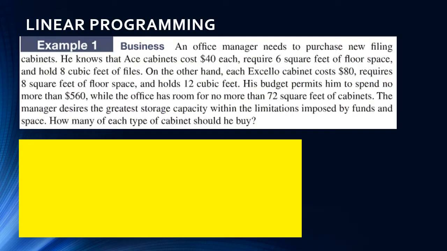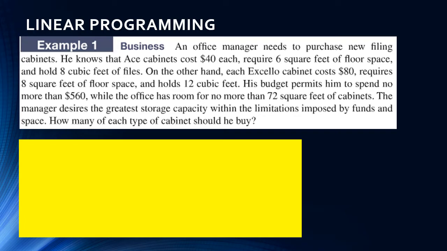So let's look at our first example. This is a business example. An office manager needs to purchase new filing cabinets. He knows that ACE cabinets cost $40 each, require 6 square feet of floor space, and hold 8 cubic feet of files. On the other hand, each Excello cabinet costs $80, twice the cost, requires 8 square feet of floor space, and holds 12 cubic feet. His budget permits him to spend no more than $560, while the office has room for no more than 72 square feet of cabinets. The manager desires the greatest storage capacity within the limitations imposed by funds and space. How many of each cabinet should he buy?